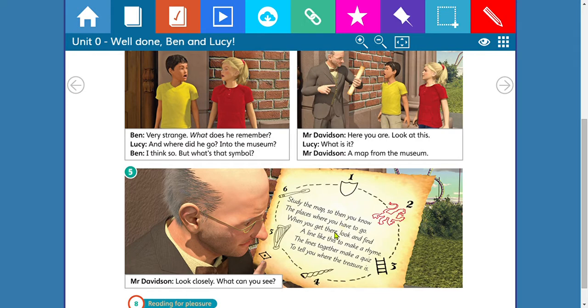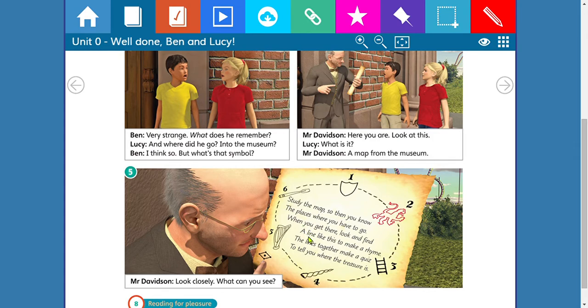This is the map that Mr. Davidson have, okay? On this map, we have a message. We have a message. The message is strange. Look closely here. I will read the message. Study the map, so then you know the places where you have to go. So, we have places here. We have to look at this map and follow these numbers. What? To know what we have to do.